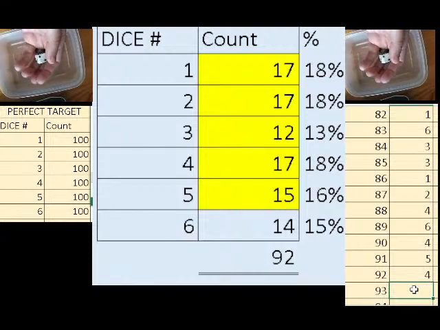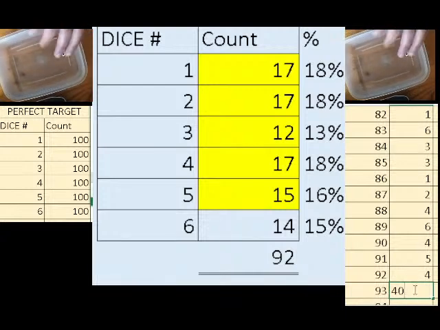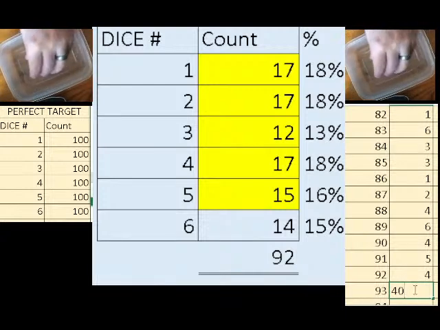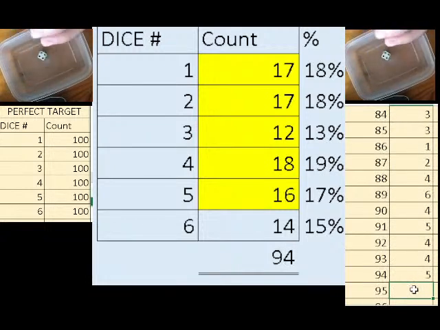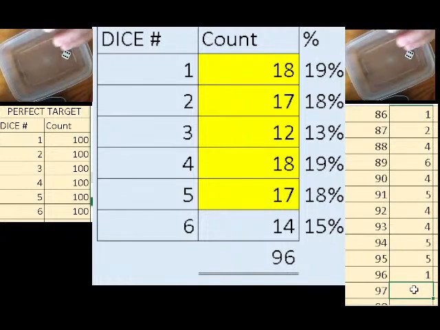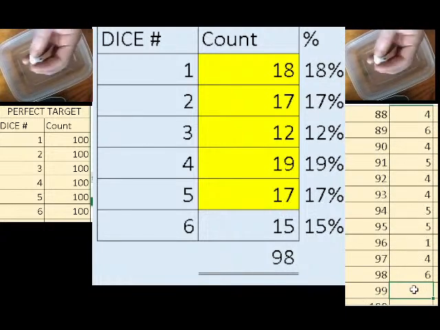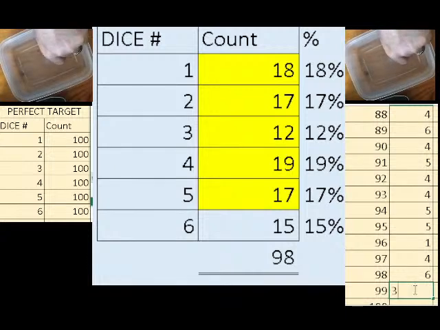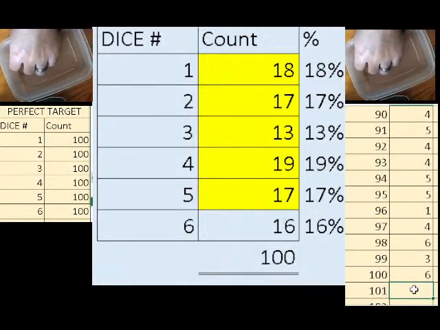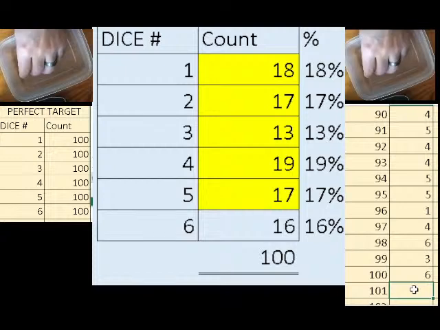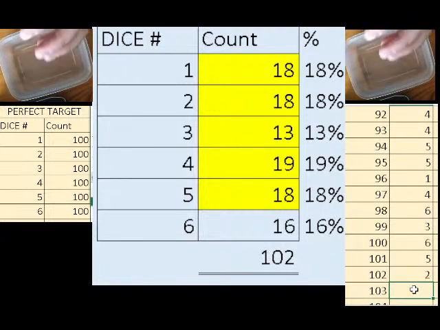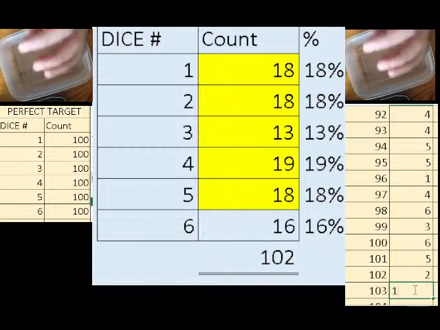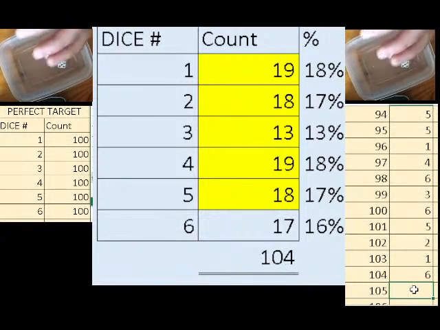Just get there. Okay, next one, a 4, 5, 5, 1, 4, 6, 3. Yes, I think I prefer the percentage to show up here. Yay, we reached 100.